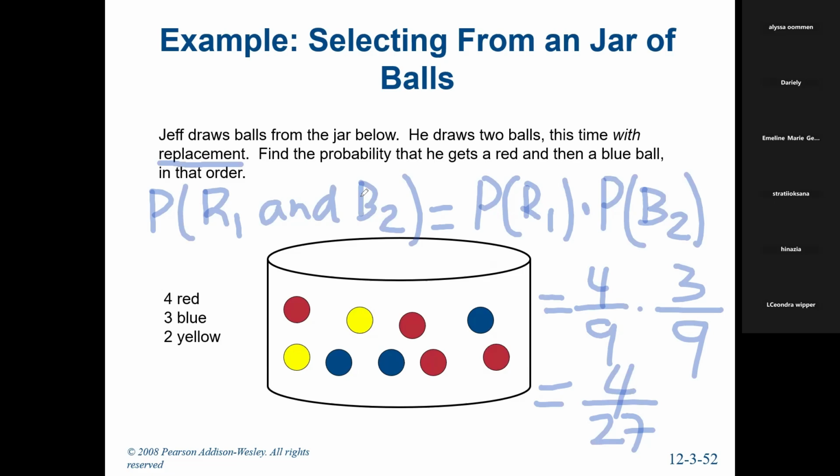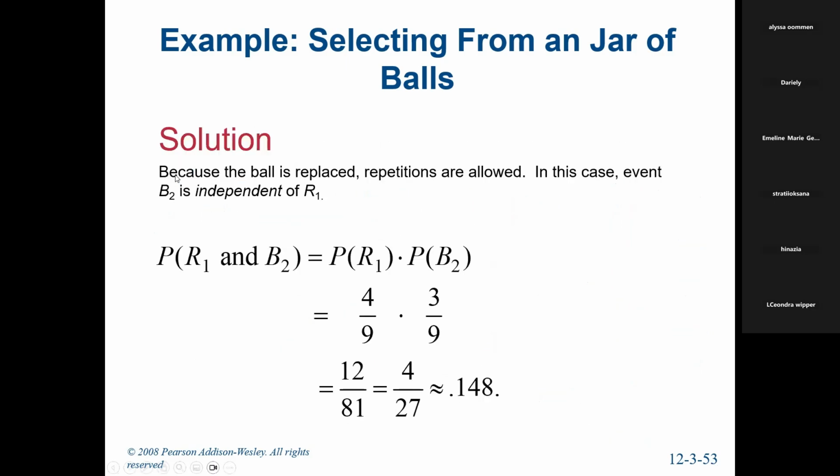Is this clear? Yes. Let me show you the solution here. It's okay, I'm going to show you the solution. Here you go. Because the ball is replaced, repetition are allowed. In this case, event B2 is independent of O1. All right.